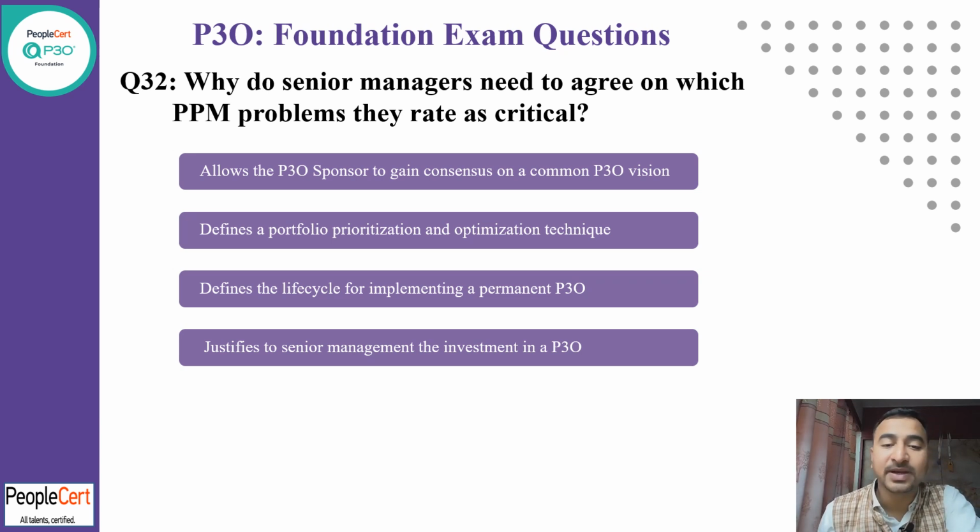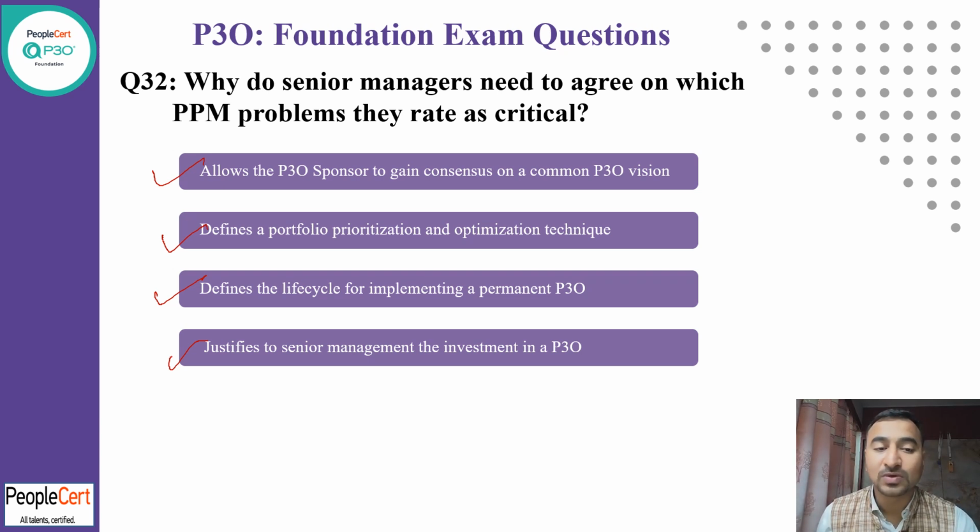Question number 32. Why do senior managers need to agree on which PPM problems they rate as critical? Option A, allow the P3O sponsor to gain consensus on a common P3O vision. Option B, define portfolio prioritization optimization technique. Option C, define lifecycle of implementation of a permanent P3O. And option D, justify the senior management investment in the P3O.